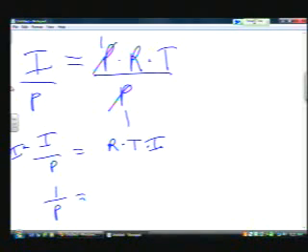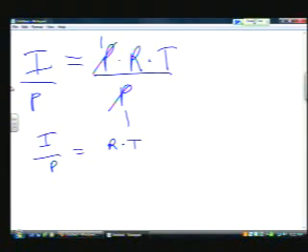Was that uh-huh or uh-uh? No. I times I is I squared, so that didn't do it. We don't want to multiply both sides by I. We've got to get rid of I. You divide it by I. Yeah, divide both sides by I.